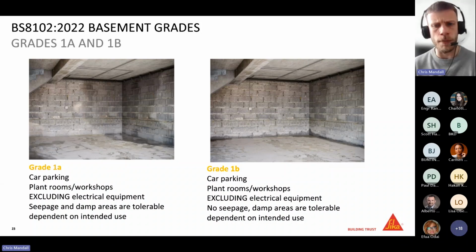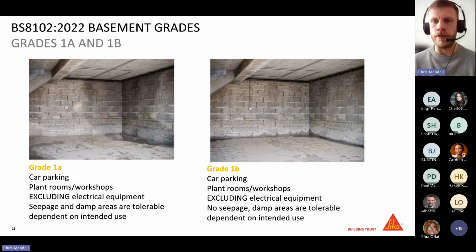Where that differs from grade 1B is that grade 1B has no seepage, so there's no physical water tracking into the basement, but damp patches are still tolerable. So as long as there's no actual physical water seepage, the basement will comply with a 1B. So this is still typically things such as car parks and plant rooms, excluding electrical equipment. Obviously, you don't want electrical equipment in a space that's likely to have a considerable amount of damp.